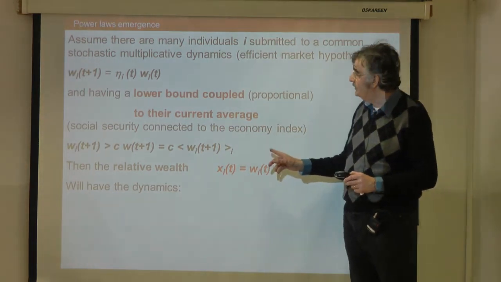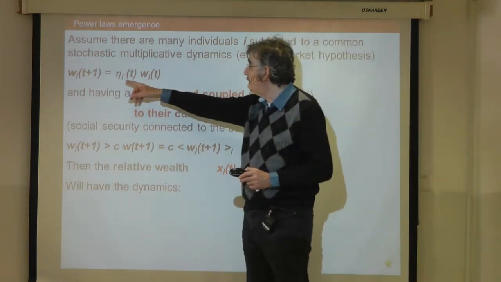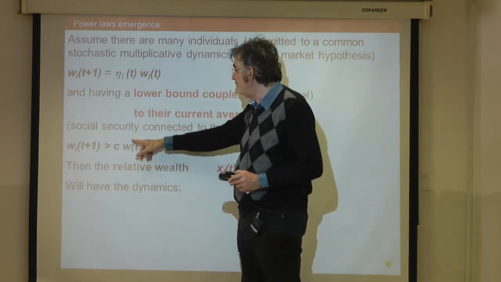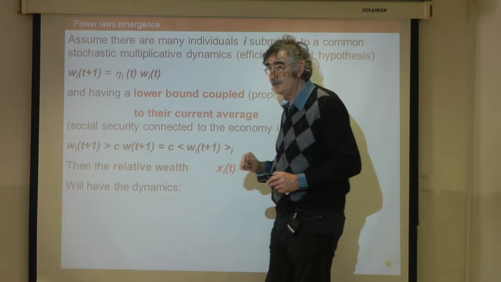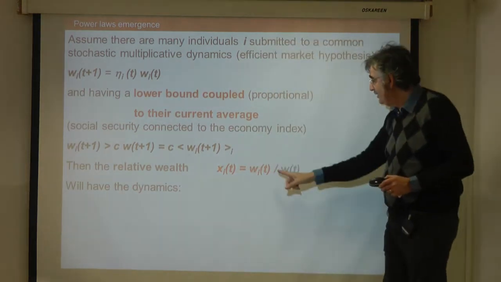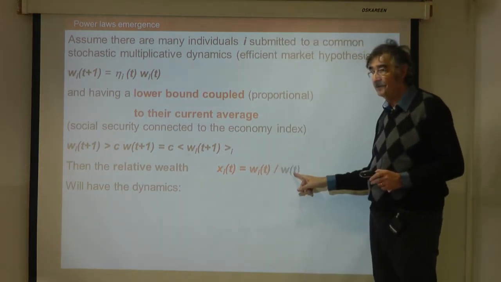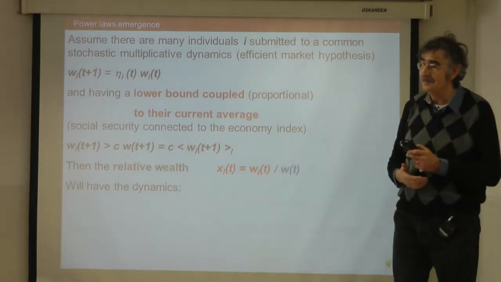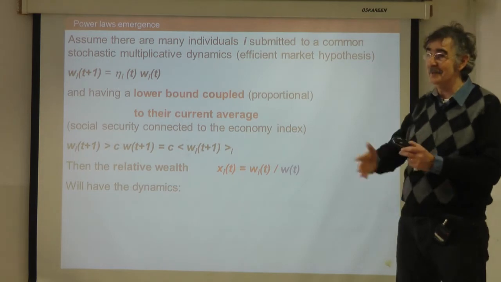I remind you what the notations are. Wi is the wealth of each of the individuals. W is the average over all this wealth. And xi is Wi over the average. Now I'm asking you, what is the average of xi? 1. Okay, good.